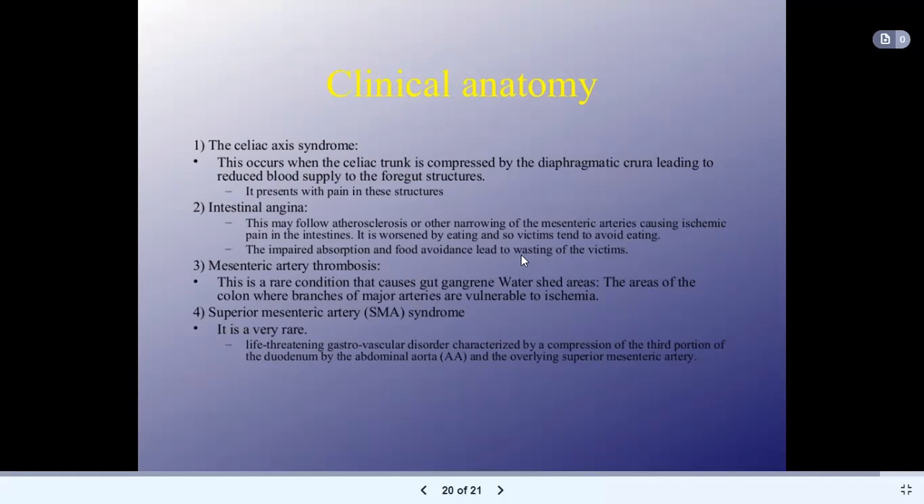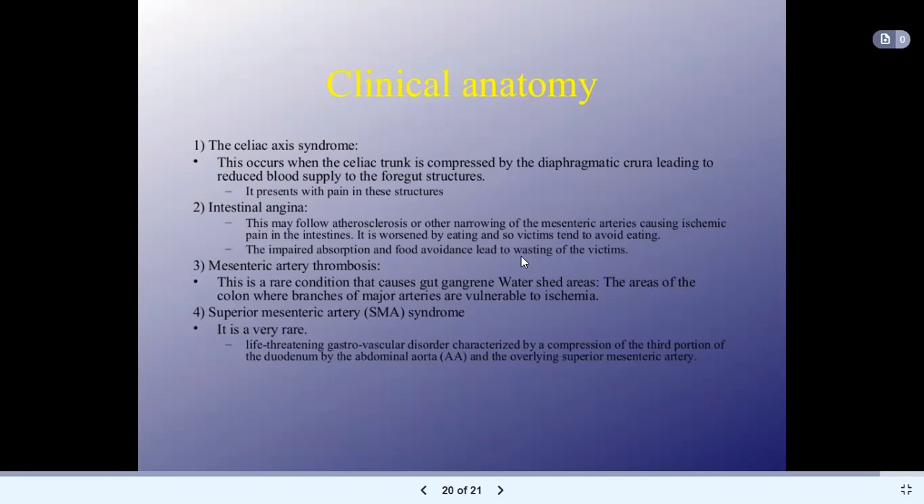Wasting. And then we also said that because of the pain, the patient avoids eating. And when you don't eat, what happens? You lose weight. So there'll be wasting of the victim. So remember that in intestinal angina, the patient will feel pain, and the pain will worsen after eating. And the patient, because he wants to avoid the pain, will avoid eating food. So avoidance of food and impaired absorption will make the patient lose a lot of weight.